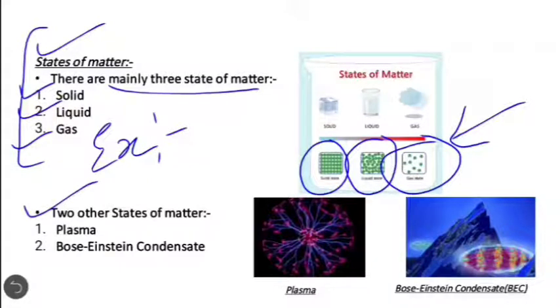Two other states of matter also exist. First is plasma. Plasma is a super energetic and highly excited state. You can see the particles tend to move from the mean position. In the Bose-Einstein condensate, particles are very closely packed. It is a super chilled state. In this state, particles are very closely packed and the force of attraction is maximum.